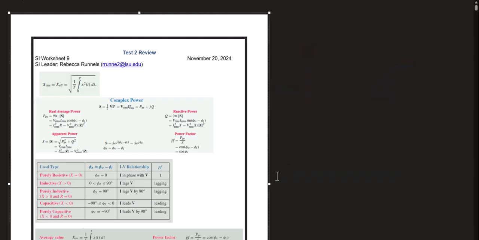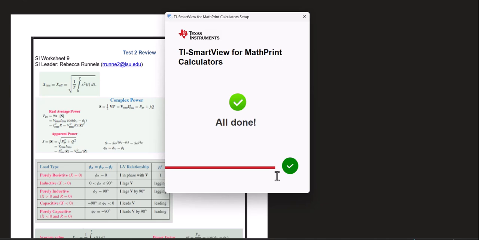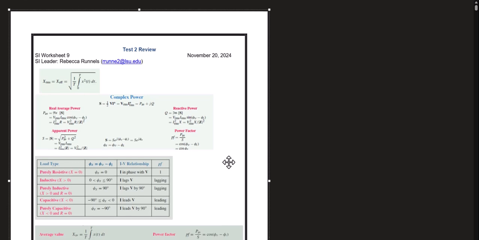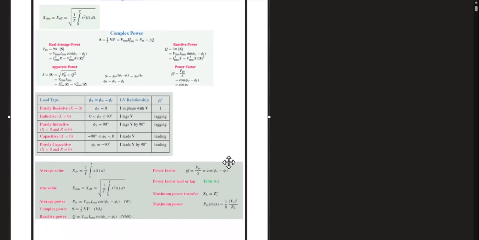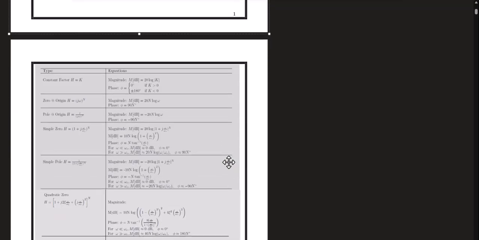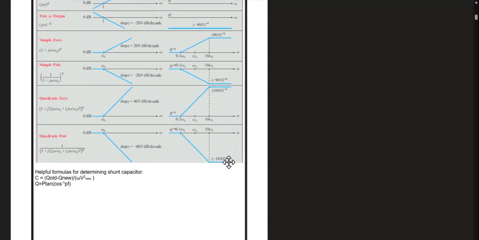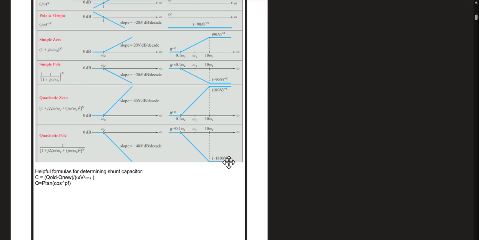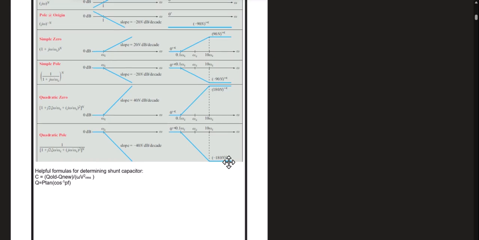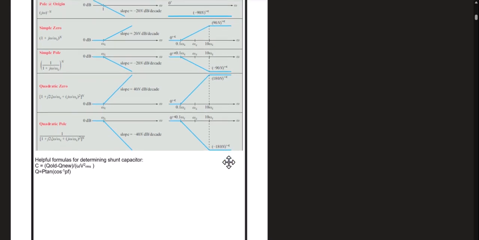All right. So the first couple pages of the handout just have formulas that I find useful, things that I use when I'm doing problems on these topics. At the bottom of the third page, I have some formulas that he gives in class for determining the value of a shunt capacitor. As far as I know, it's not in the textbook. It's just another way of doing it.